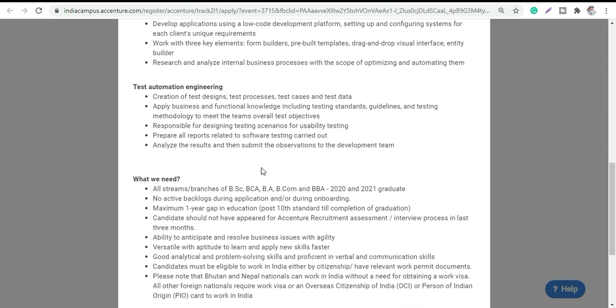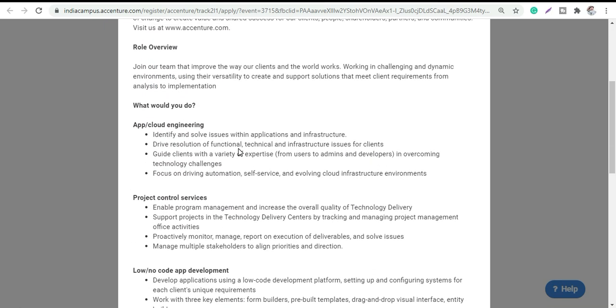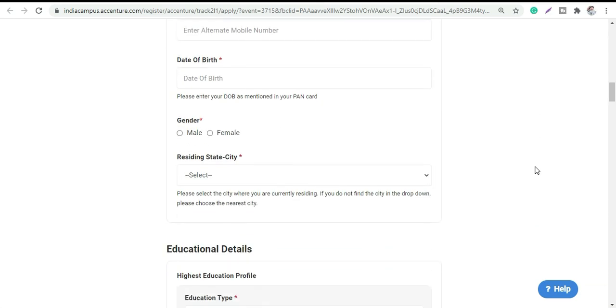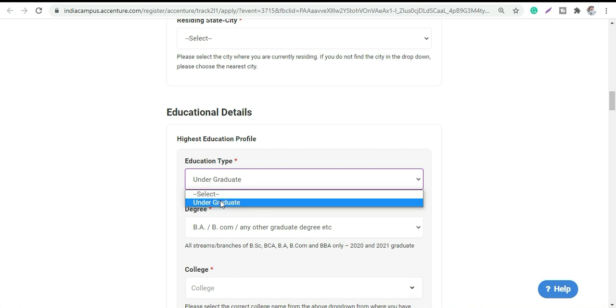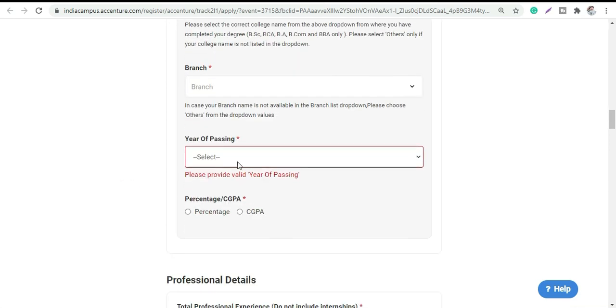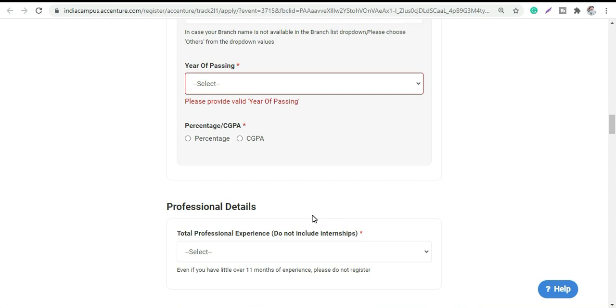So this is also eligibility, and yes, these are the roles and responsibilities you can go through in detail. You have to identify issues within application and infrastructure, drive resolution of functional and infrastructure issues, etc. Focus on automation, self-service, etc. So this is the overall eligibility criteria, and yes, you can apply here. This is only for graduation, like here it is mentioned only for graduates, undergraduates, and you can check the degree, like we already discussed in the eligibility criteria, and year of passing is 21 and 20. No CGPAs and percentages are mentioned here. Yes, you can apply; during the documentation it will be checked, but no such eligibility is there. So yeah, you can apply.